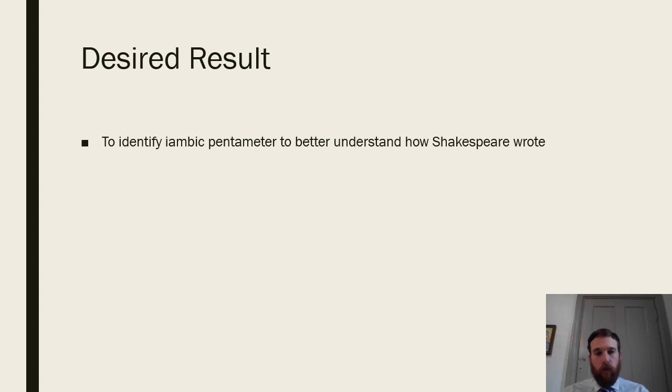So hopefully today you feel a little more comfortable with iambic pentameter, specifically the idea of 10 syllables per line, and then we'll add a little more to that next time when we look at sonnets.